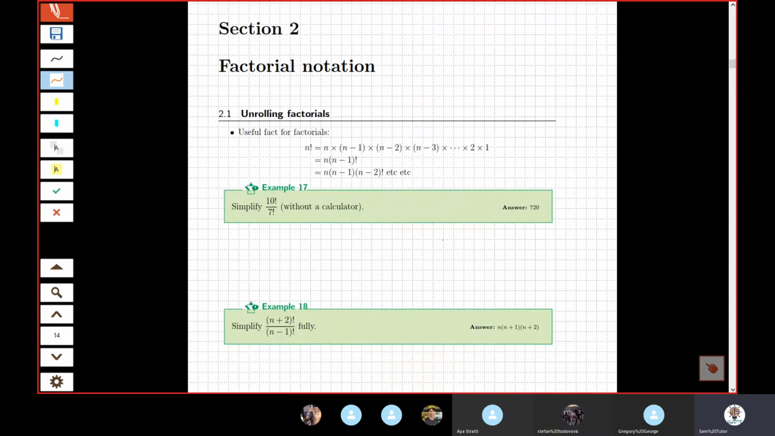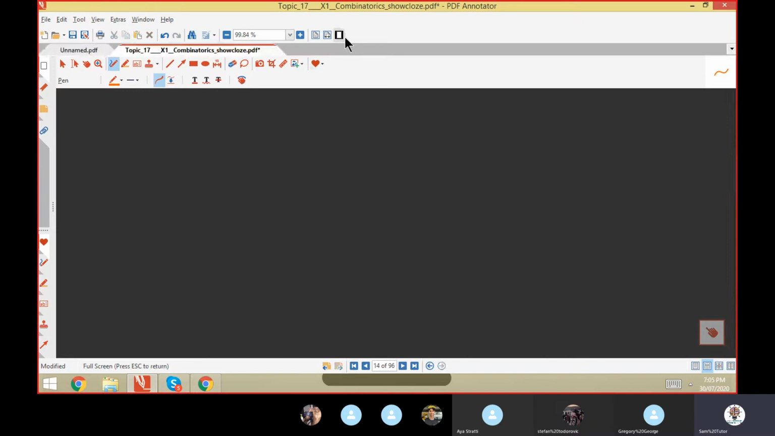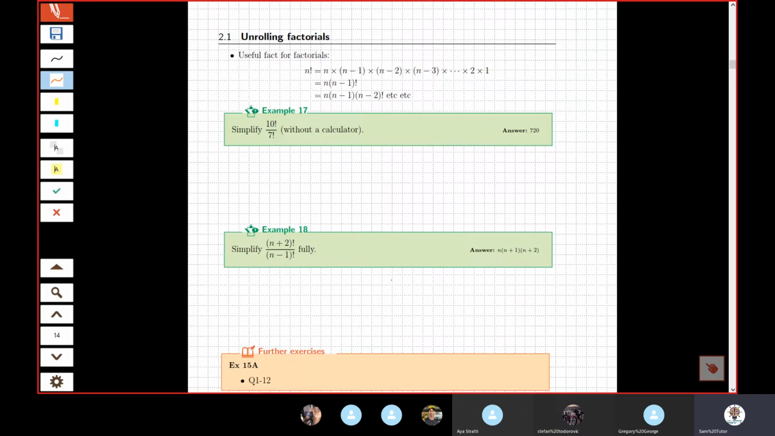All right. Next component, factorials. How are we going for time? Looks good. You guys did binomial in an hour. Not bad. Factorials. Last bit.